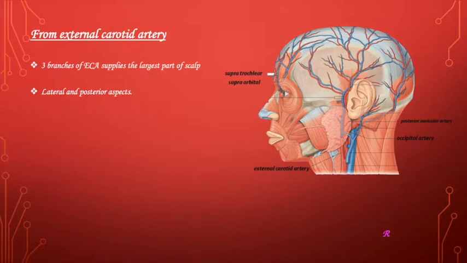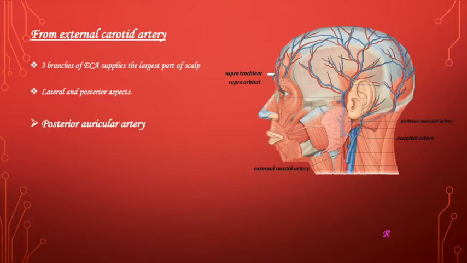Now we can move on to the branches of external carotid artery. From external carotid artery, there are three branches that are mainly supplying the scalp. They are posterior auricular, occipital artery and superficial temporal artery. The external carotid artery supplies the largest part of scalp, that is mainly the lateral and posterior aspects of scalp.